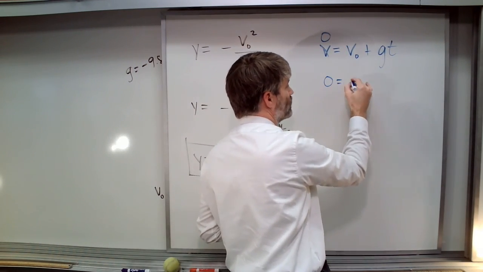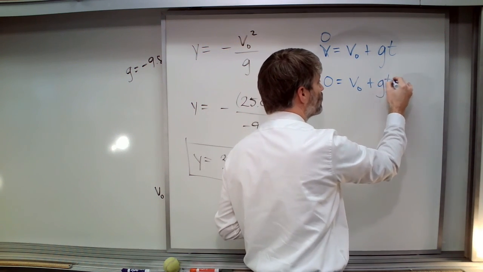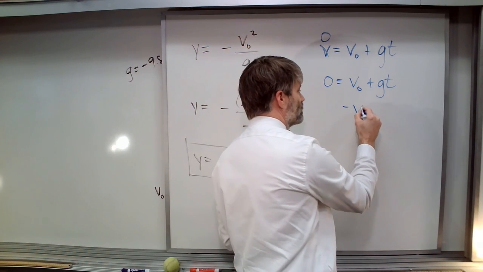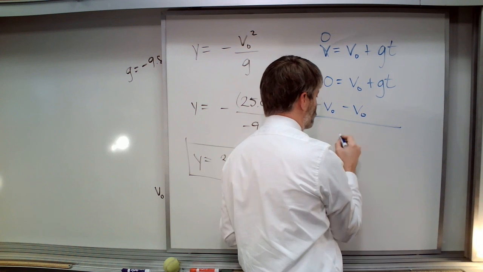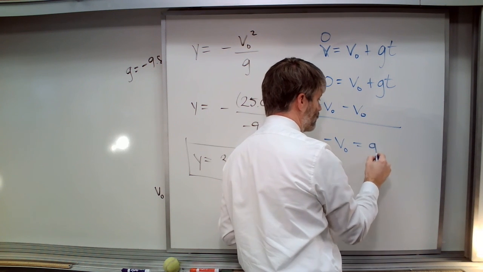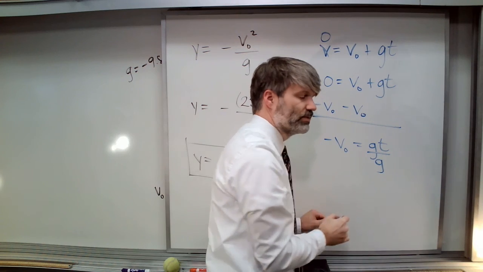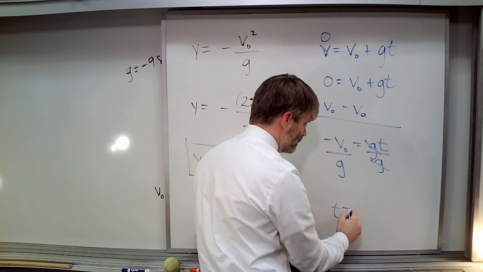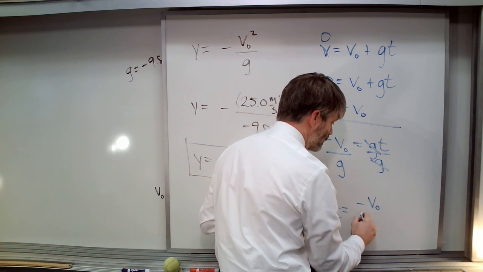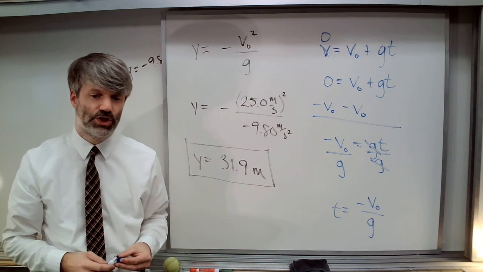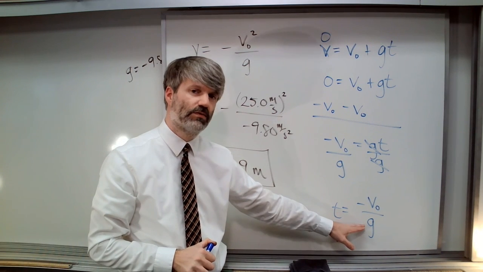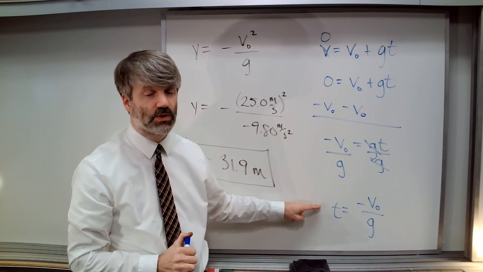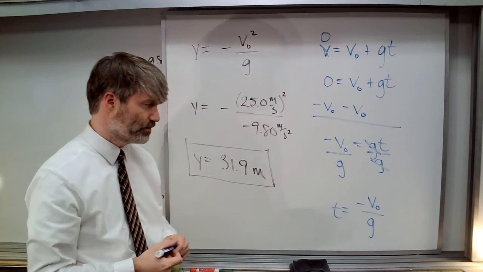So we've got 0 equals v naught plus gt, and then solving this for t, minus v naught. Divide both sides by g. We end up with t is equal to negative v naught over g. Again, the negative value for the acceleration due to gravity is going to make this a positive value in the end, which is what we should expect for a time, right?